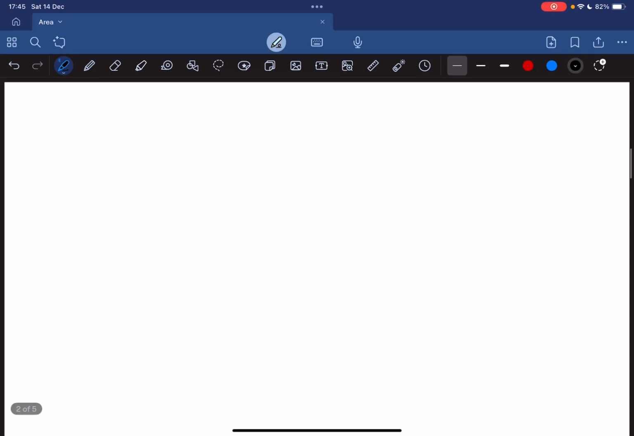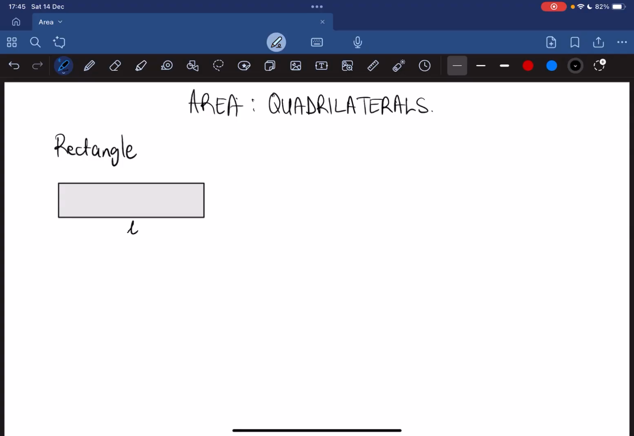In this video, I'm going to be talking about area, and we'll be looking at the area of quadrilaterals. I'm going to start by looking at the rectangle. This side here is called the length and this side is known as the breadth, or the width, as some would call it. Next, we're going to have a trapezium, where we have these two lines being parallel to one another. So that is A and this is B. And then what we have here is known as the height.